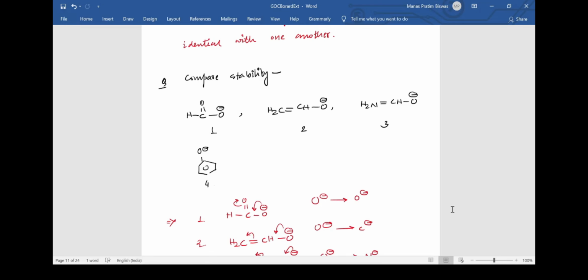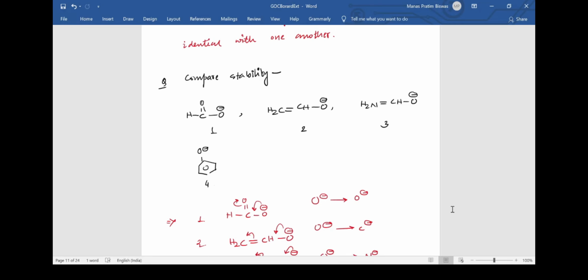So here the question was compare stability of these four structures. As we can see, in all four structures oxygen minus is common. That means we have to predict in which of the structures the O minus is the most stable. In order to do that, we'll take help of resonance and the theory that we have studied earlier.